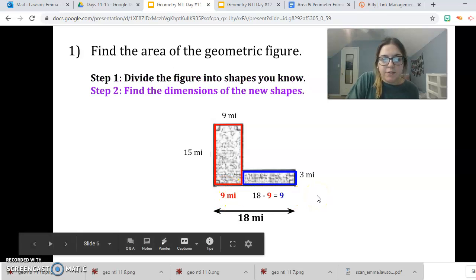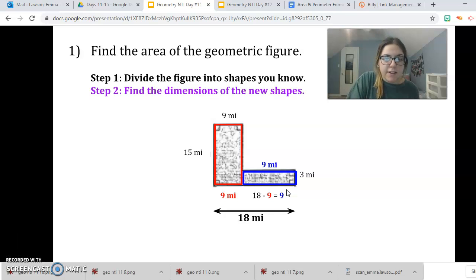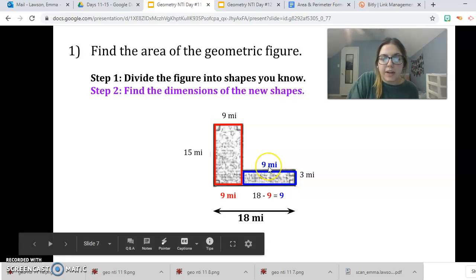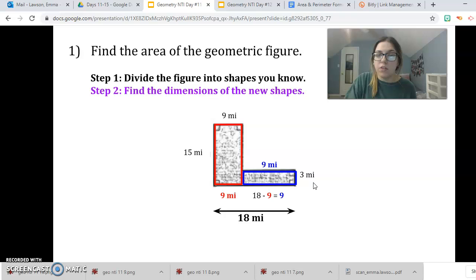So using that information, we can do the whole minus this part of 9 equals this part. So now, based on that, 18 minus 9 is 9. So I know that this blue rectangle has a base of 9 miles. Okay, so I know all 4 sides of my red rectangle, and now I know all 4 sides of my blue rectangle. So I have found the dimensions of all the shapes.